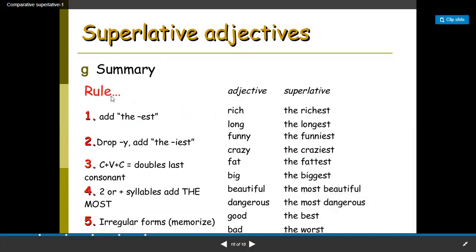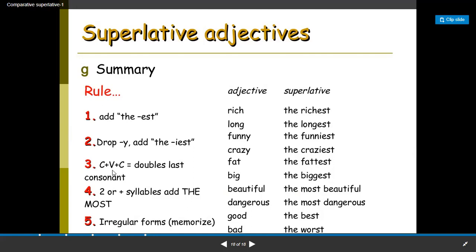Rule number 1, if I have a short adjective and I want to compare one person to a lot of people, then I will have to add the and est. Then I will say this person is the richest, he is the longest, he is the tallest, he is what, the shortest. If I have a type of adjective that ends with y, then I will change the y to i and add est. He is the funniest, the craziest, the happiest, the easiest.